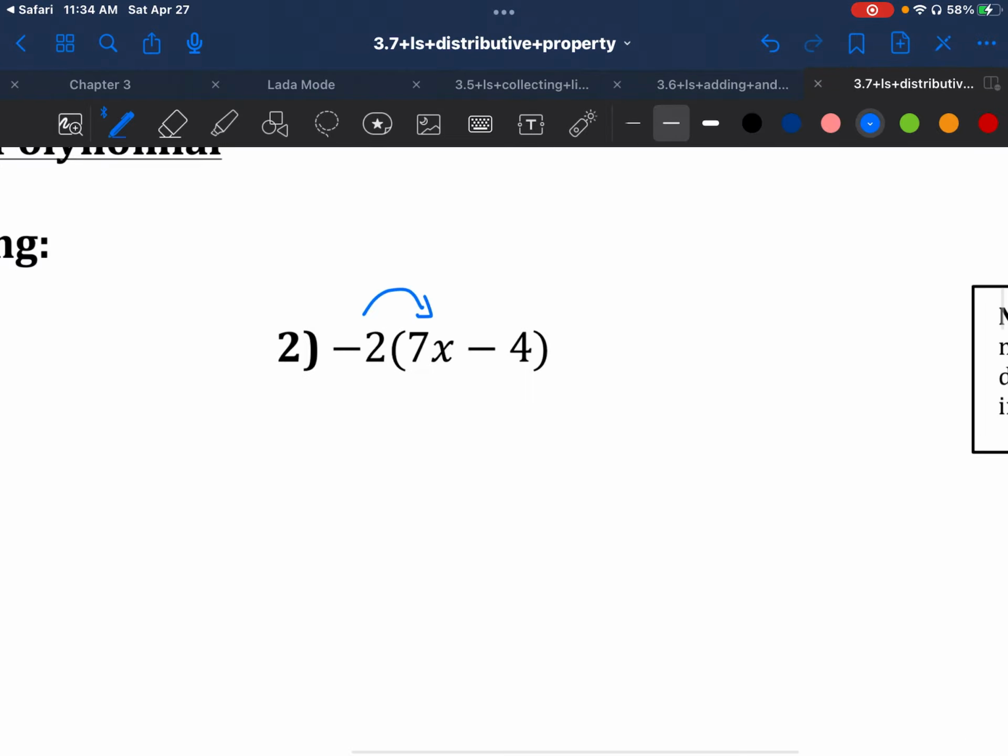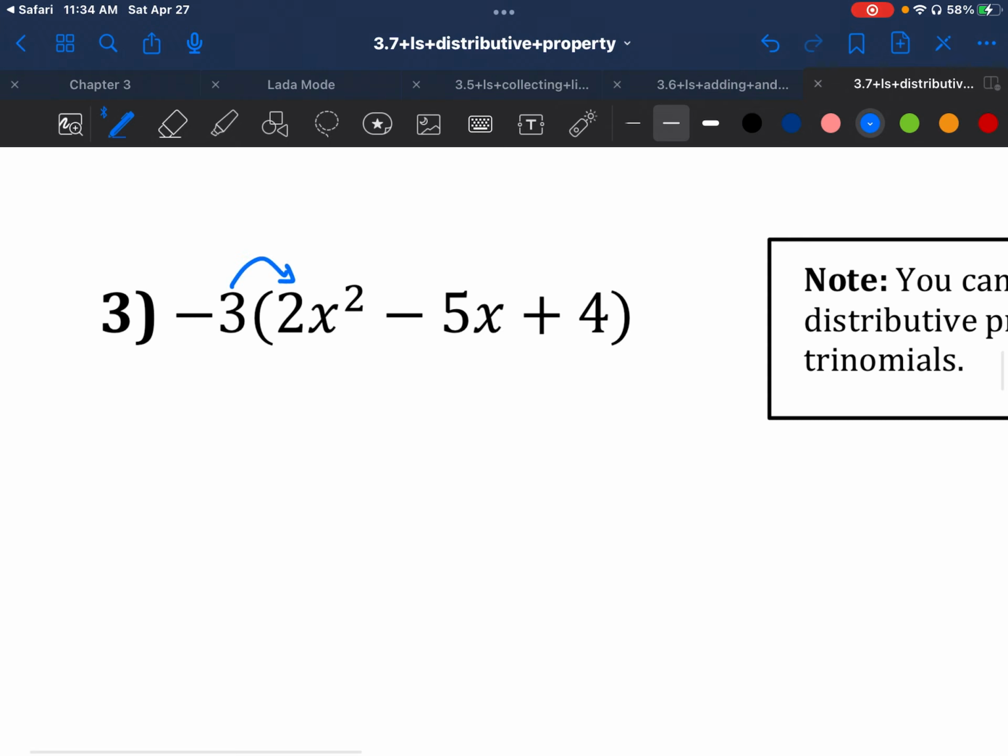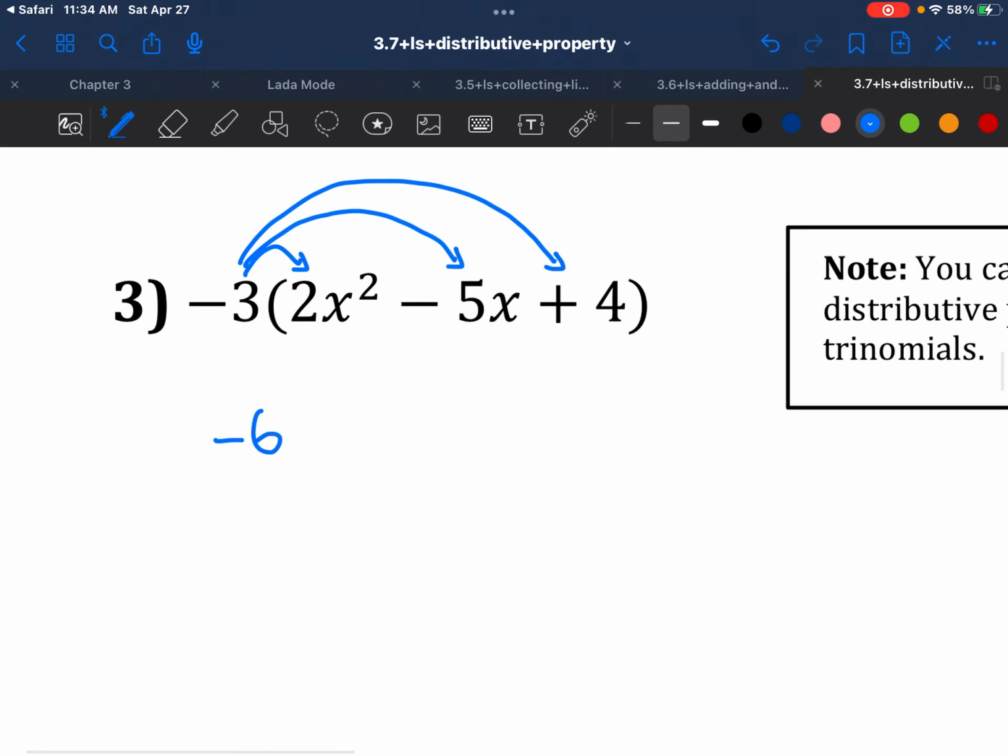This one, we want to times. So negative 2 times 7 is negative 14x, and then negative 2 times negative 4 is plus 8. Let's try a few more examples, like this one. We need to times everything that's in the brackets. So negative 3 times negative 2 is negative 6x squared. Negative 3 times negative 5 is plus 15x. Negative 3 times 4 is minus 12. And that's what you get.